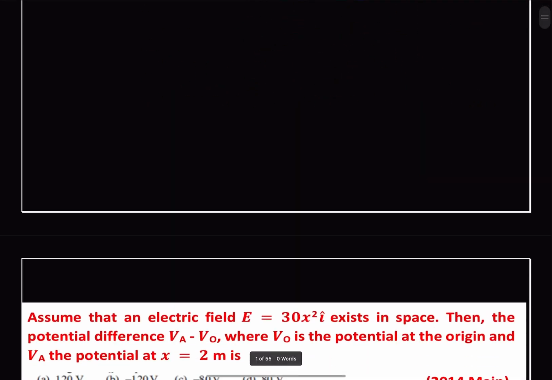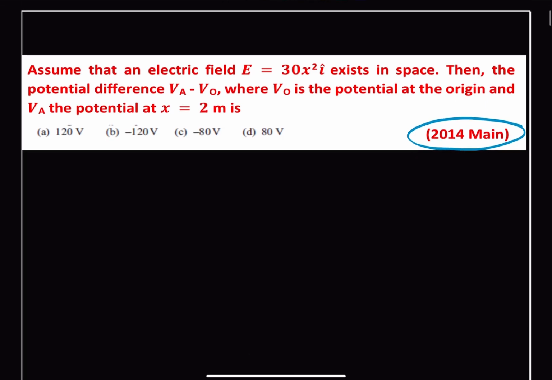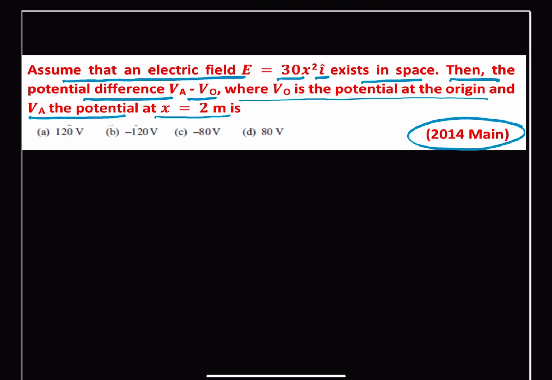First question, it was asked in the 2014 mains, and it states that assume that an electric field E = 30x² i exists in the space, then the potential difference VA minus V naught, where V naught is the potential at the origin and VA is the potential at x equal to 2 meters, is. So we are given the electric field, whose direction is along the x-axis, and we need to find out the potential difference.